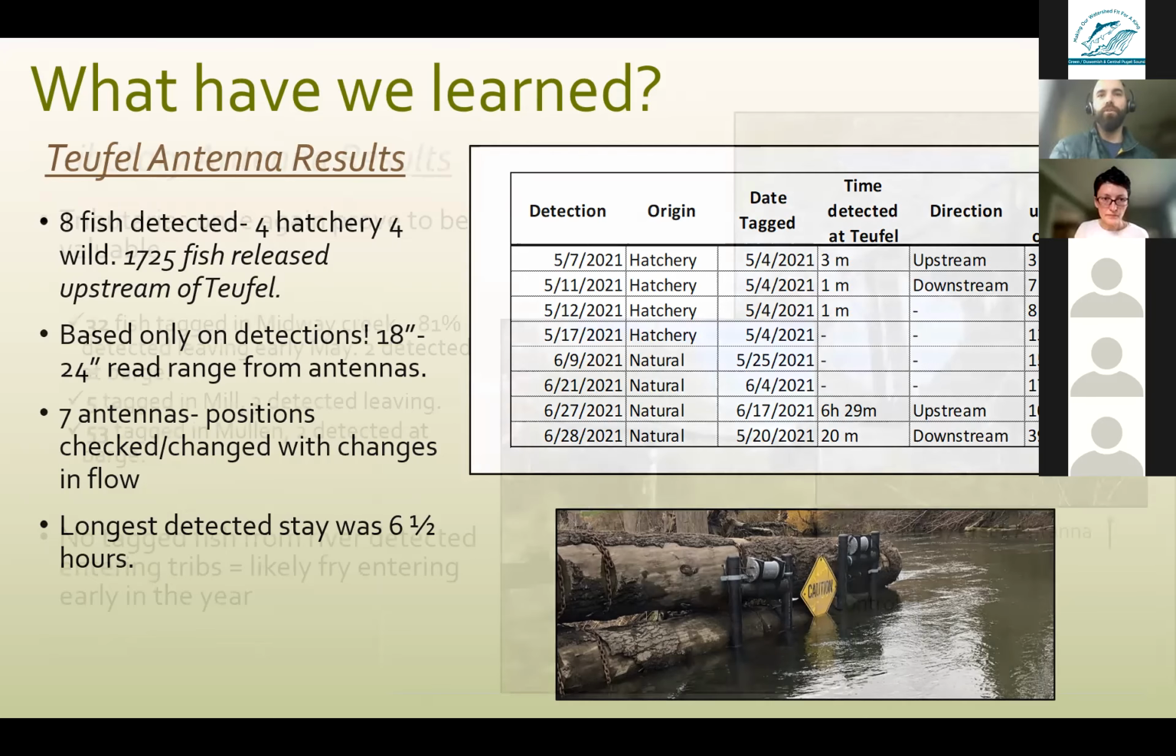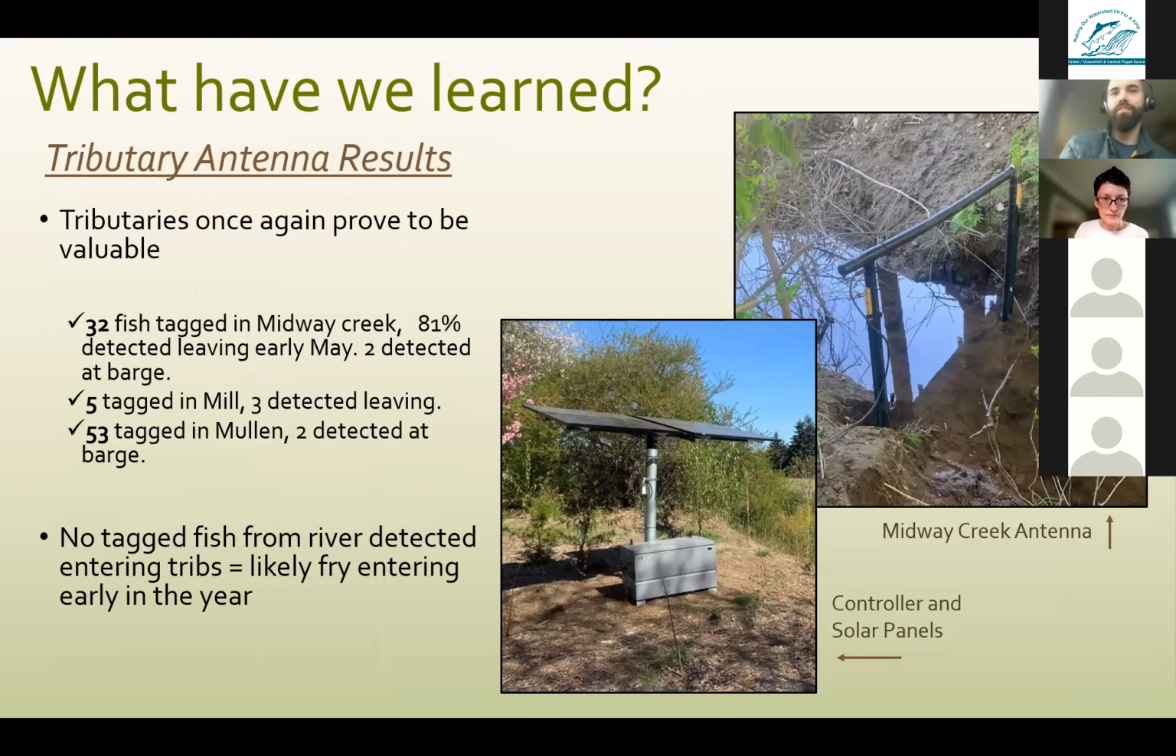Onto the tribs. So you guys are, I'm sure, very familiar with all the trib work, and all I've been blabbing about it over the years. So the tributaries, though, once again proved to be very valuable. We were able to tag 32 fish in Midway Creek, and we detected 81% of those leaving. They all left around early May. So those antennas are not 100% efficient either, and we weren't able to test their efficiency, but knowing that 81% of the fish we tagged were detected is great. So that's telling us at a bare minimum, that's how many survived the time in the stream.